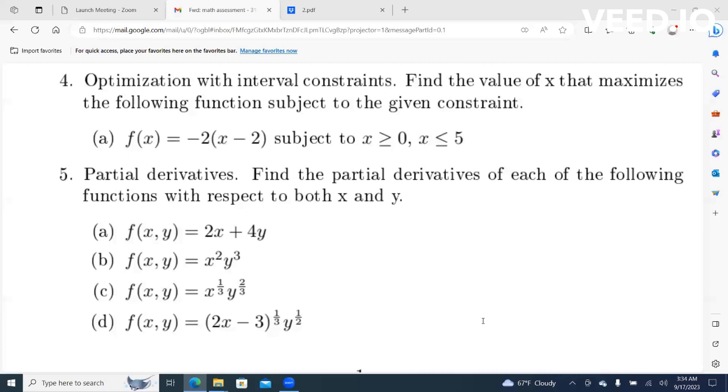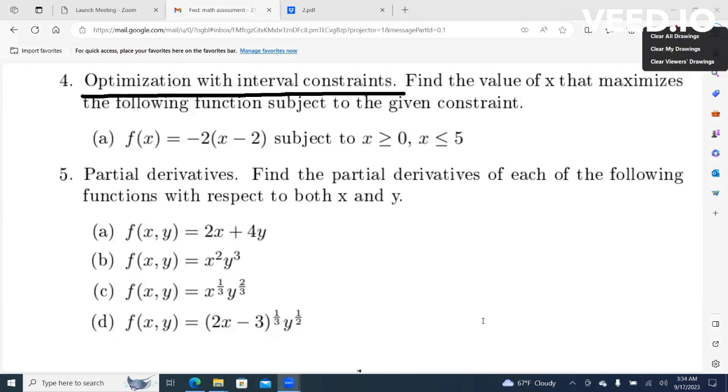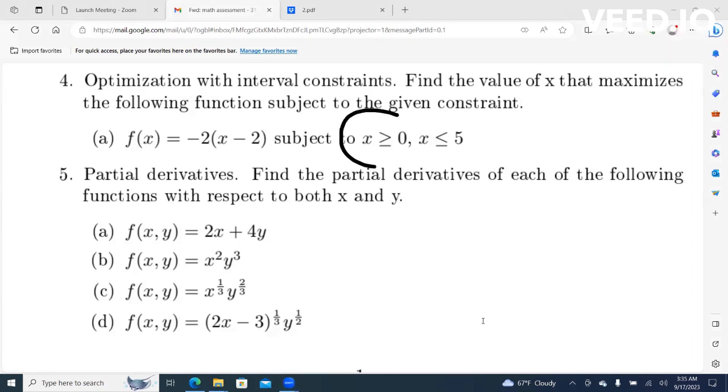Okay, so let's continue. I really just want to get past 4 and jump into partial derivatives. So we do something a little bit new, but it doesn't matter if you have a constraint or not. Observations, this is number 4, observations. Optimization with interval constraints. It just means with or without a domain. How many domains? You can have 2, you can have 1, you can have 6. I mean, you're not going to have 6 or anything, but there is no number.